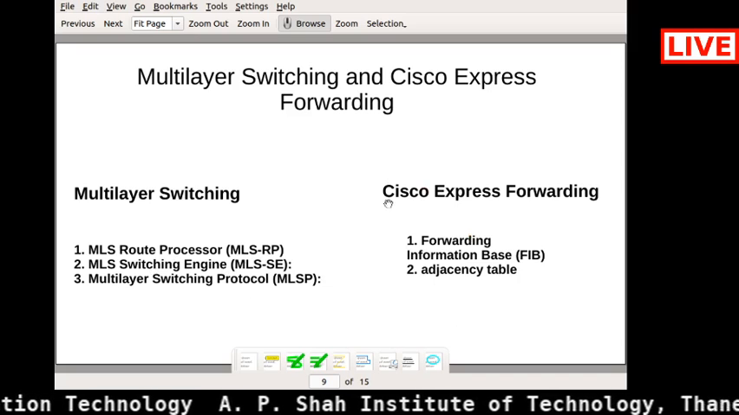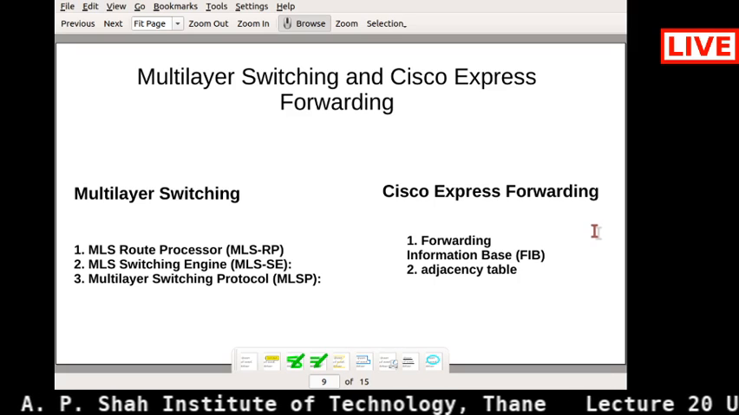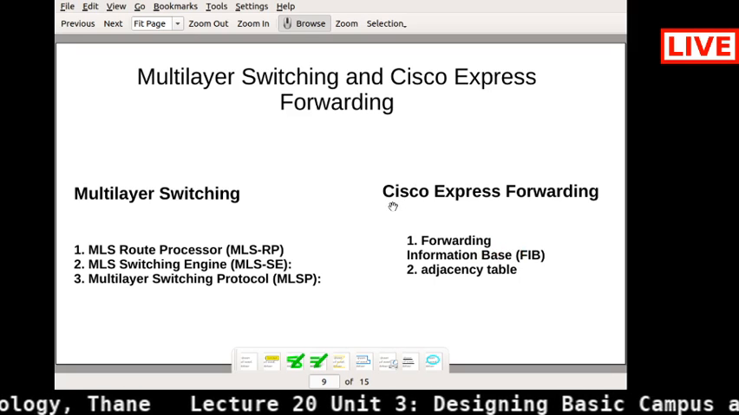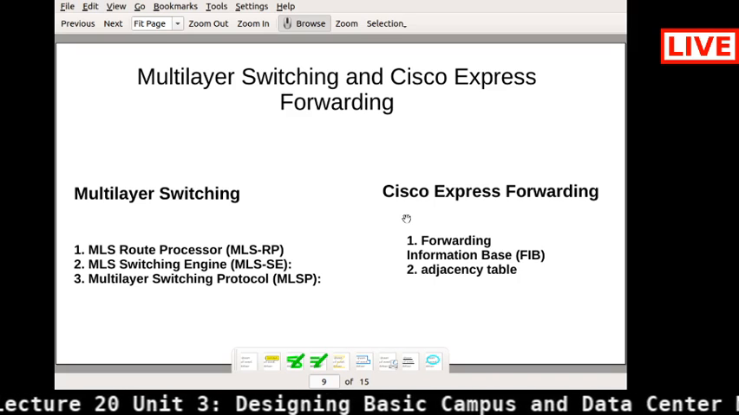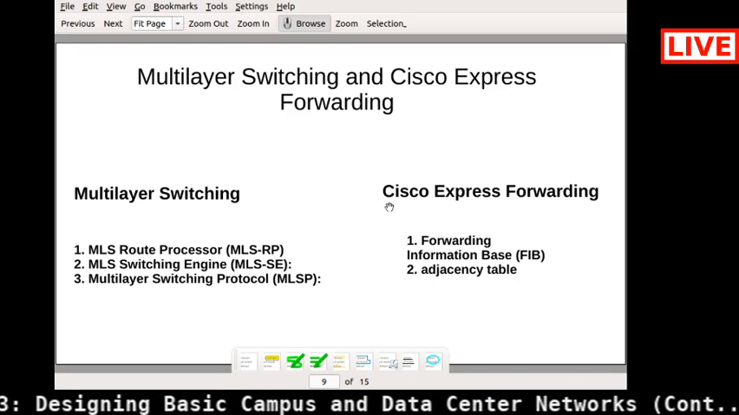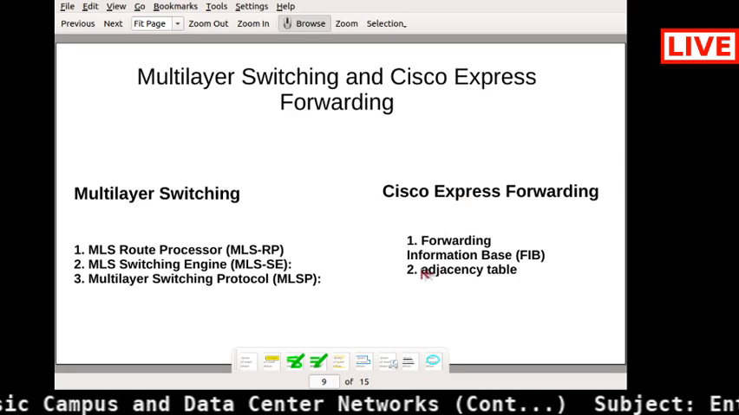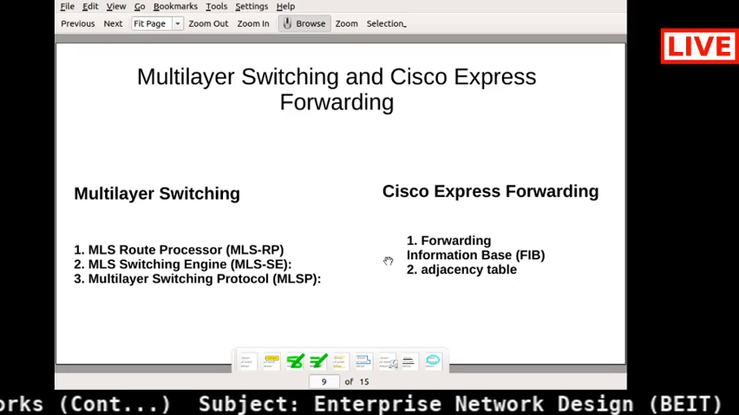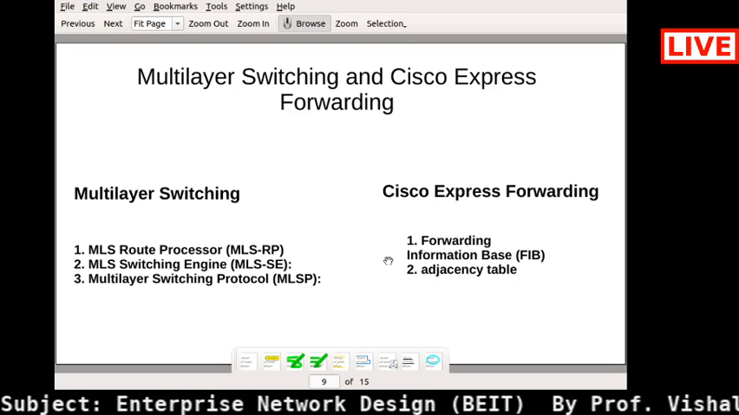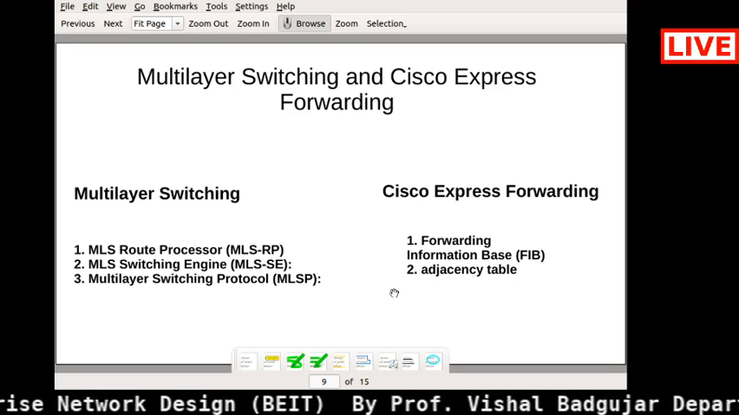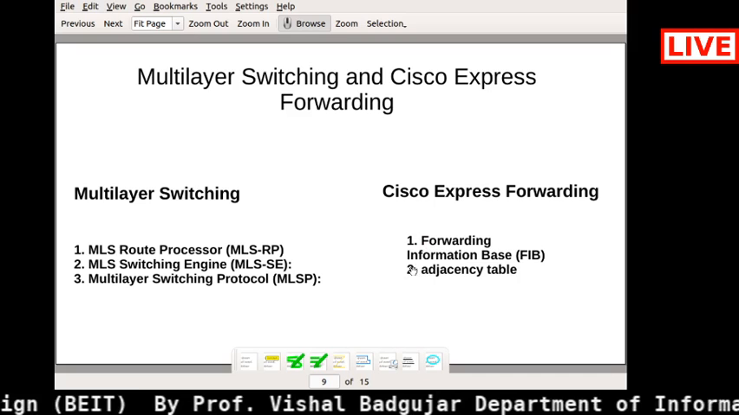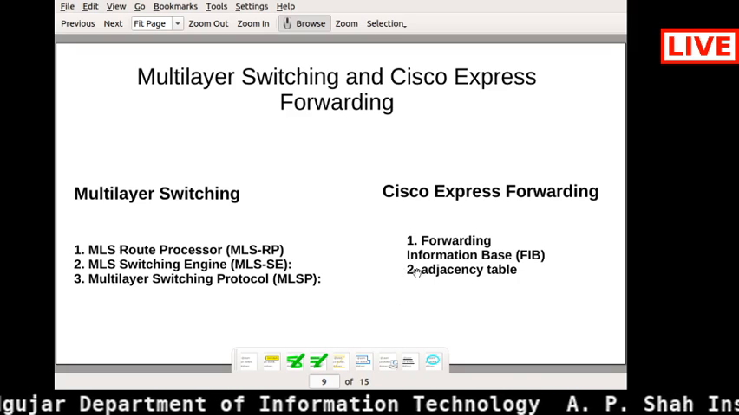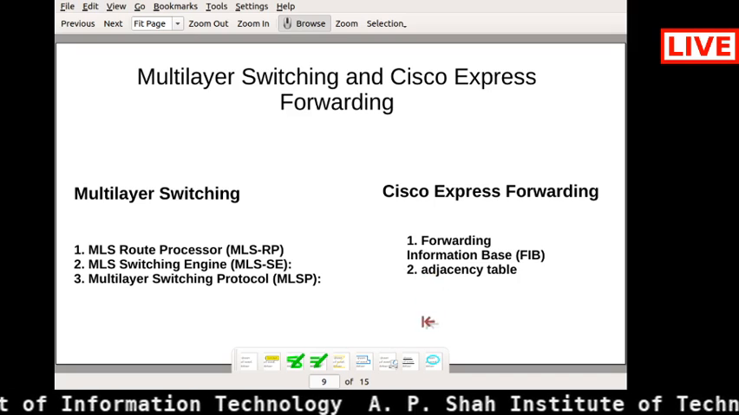Then, talking about Cisco Express Forwarding, the main purpose is to speed up data routing and forwarding in the network. To speed up all the data routing information and any data forwarding process in the network, we use Cisco Express Forwarding. There are two different components under it. The first one is the forwarding information base, which we generally use for layer 3 information. The second one, the adjacency table, we use for layer 2 information.